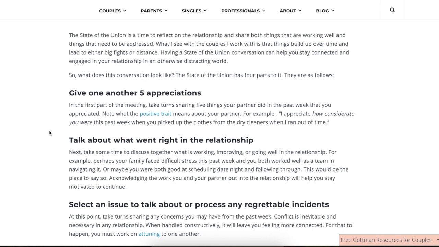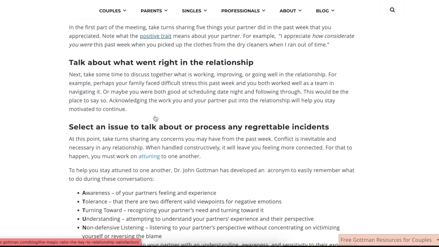So this idea of 5-to-1 ratio comes from research that says healthy relationships have a positivity to negativity ratio of 5 positive interactions to 1 negative interaction. So the first thing you do in this State of the Union meeting, when you're just assessing the situation for the week or whatever, you share 5 things that your partner or team members did, think about however this translates for you, that you appreciated. And you be really specific. And I have a specific resource that I'll link in the description of this video for what positive traits, for example, you might share.